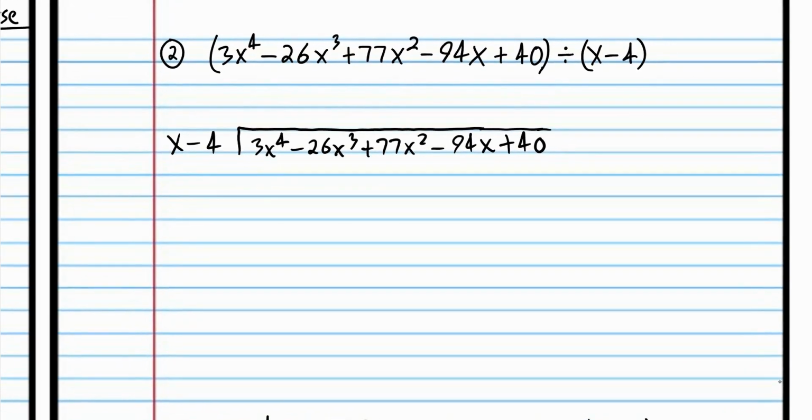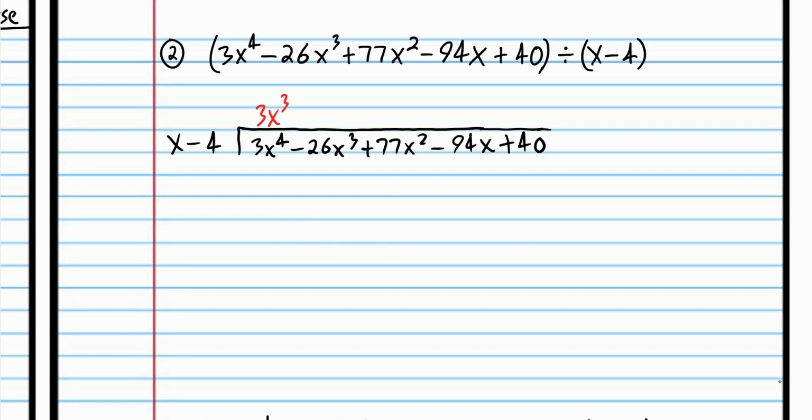So we're ready to go. First step, what do you multiply the first term in the divisor by to get 3x to the 4th? So just to be very clear, x times what is equal to 3x to the 4th. If you said 3x to the 3rd power, you're right. 3x to the 3rd power.